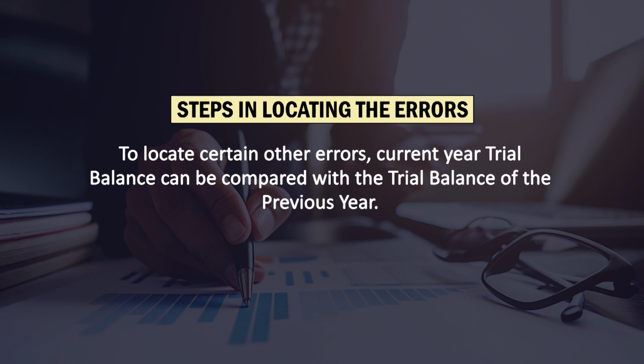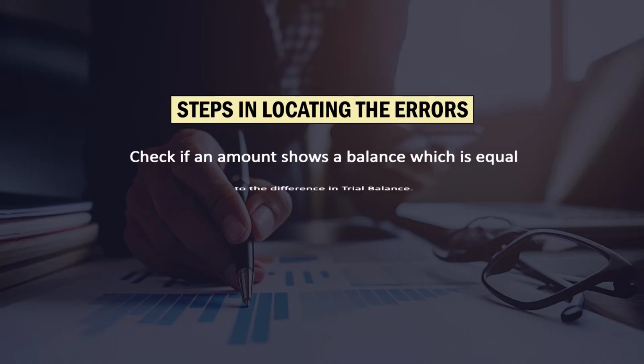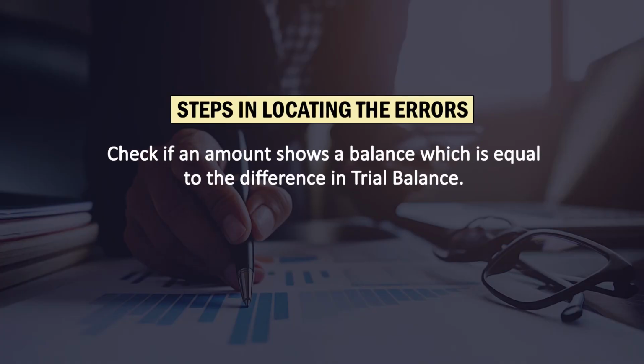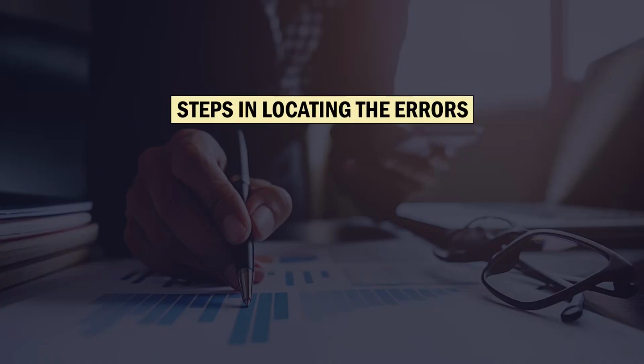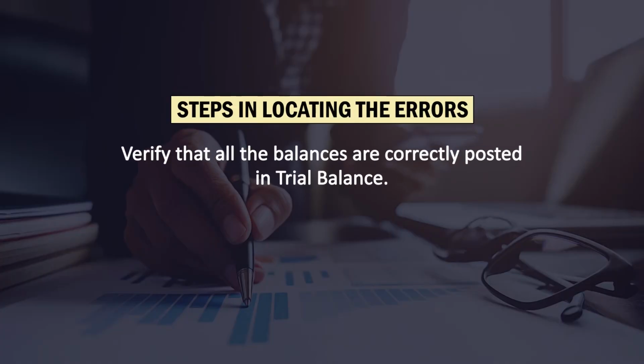Then the next one is to locate certain errors. Current year's trial balance can be compared with the trial balance of the previous year, so that we can just have a look at what were the balance of a particular accounts last year and now what are the balance in the current year. Check if an amount shows a balance which is equal to the difference in the trial balance. So, we must check that if a particular balance of a particular account is equal to the difference in the trial balance. Then the next one is verify that all the balances are correctly posted in the trial balance.